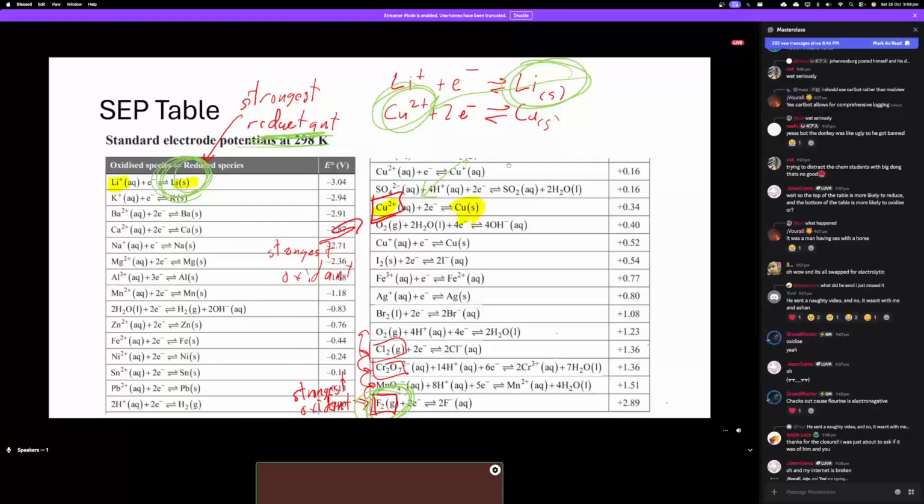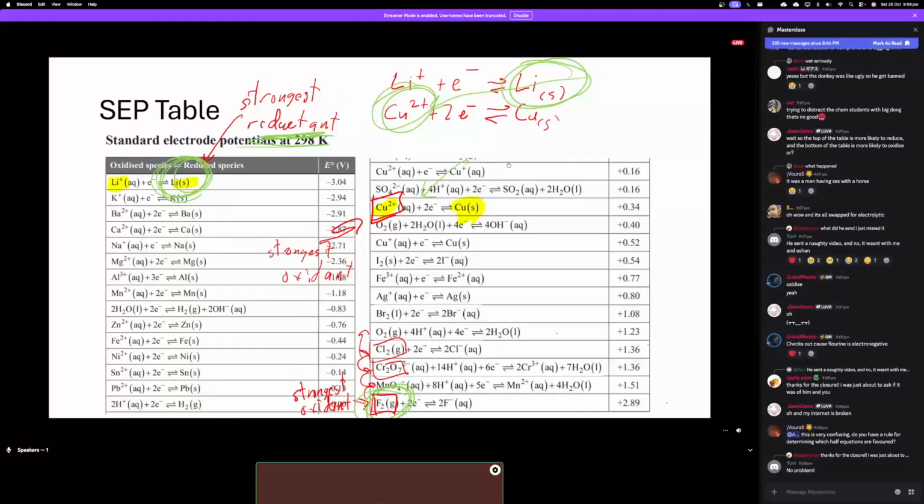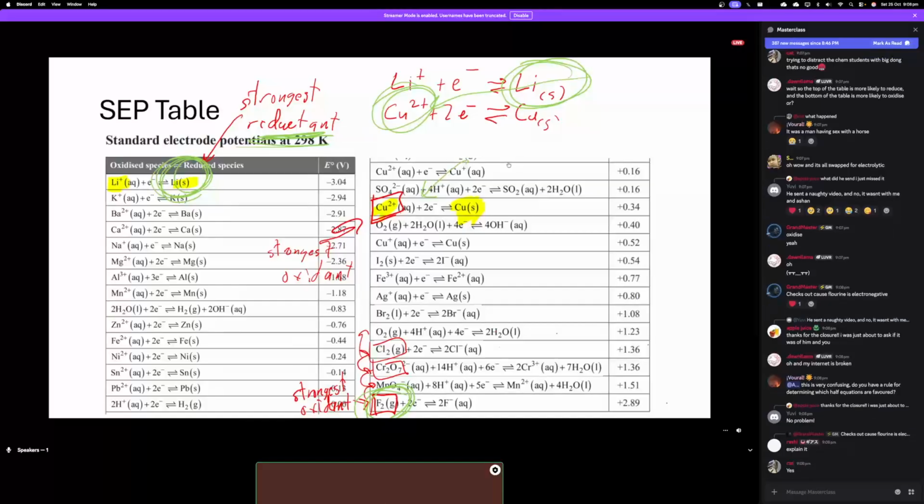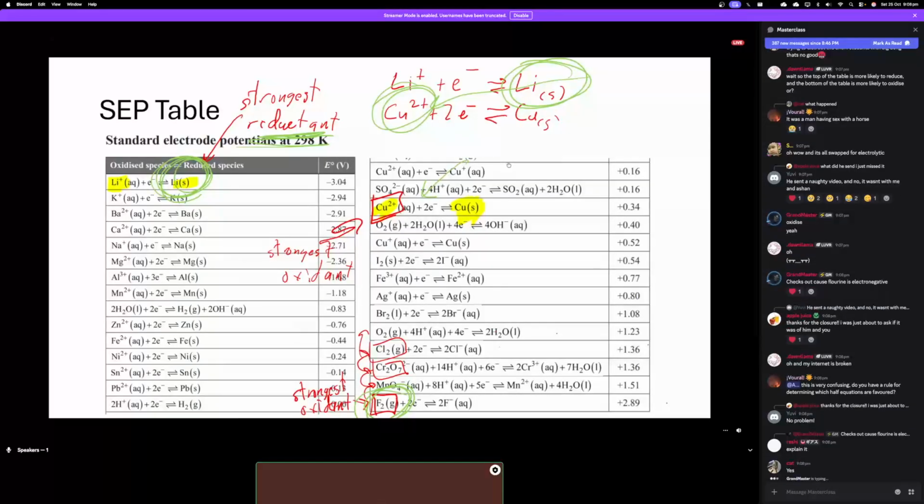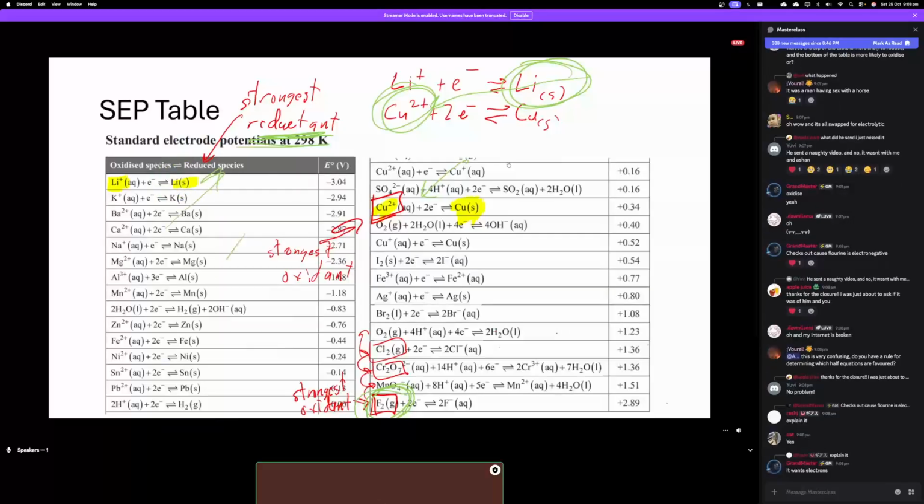This is very confusing. Tell me which half equations are favored. No, I really just remember top right, bottom left.